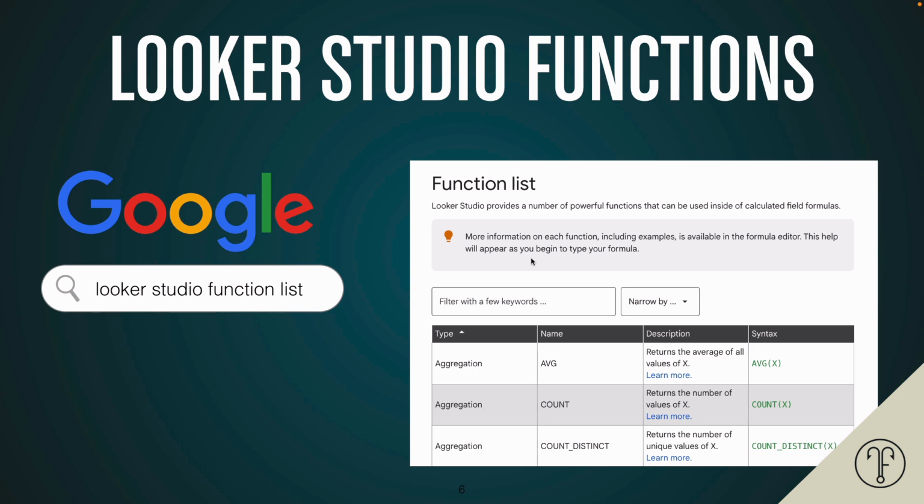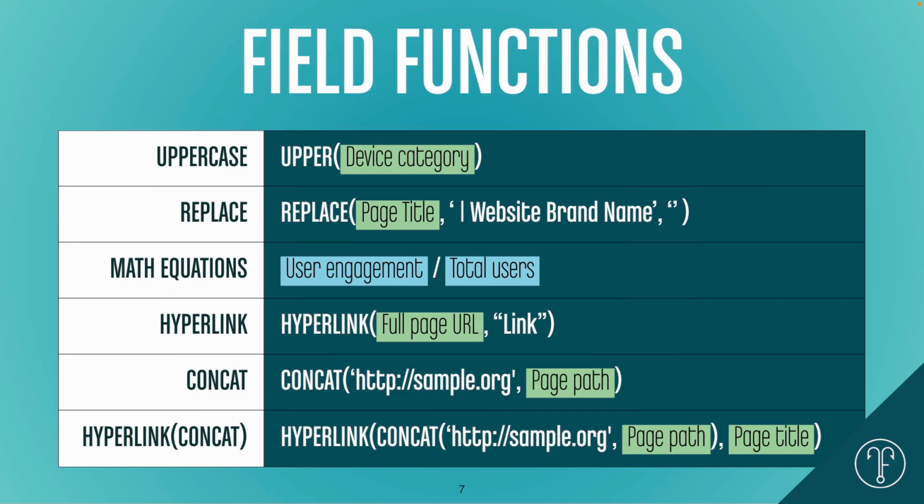So just to take a look at a couple of these, let's say we wanted to uppercase a value. That's what the function looks like right there. So we can uppercase the device category so it doesn't say mobile, desktop, tablet, smart TV in lowercase, it'll all be uppercase. We can replace things. So we do this a lot with page titles. If we're showing a page title, we're actually going to walk through this example here in this video. We can take the page title and clean it up a little bit, replace it with something, with nothing in this case. Math equations like we talked about, we can hyperlink objects.